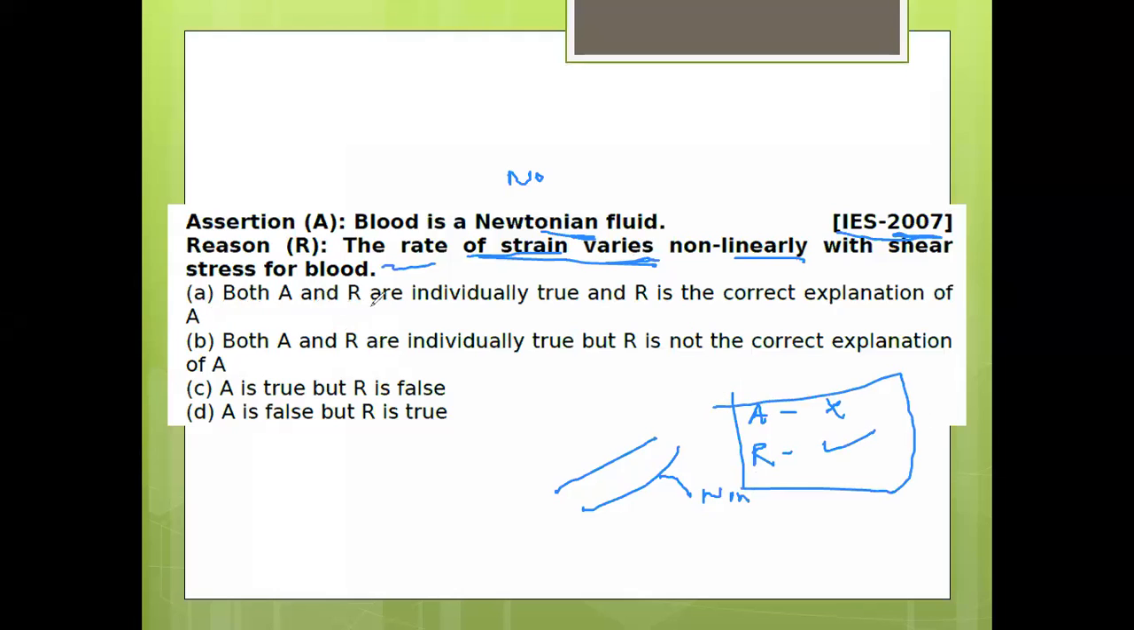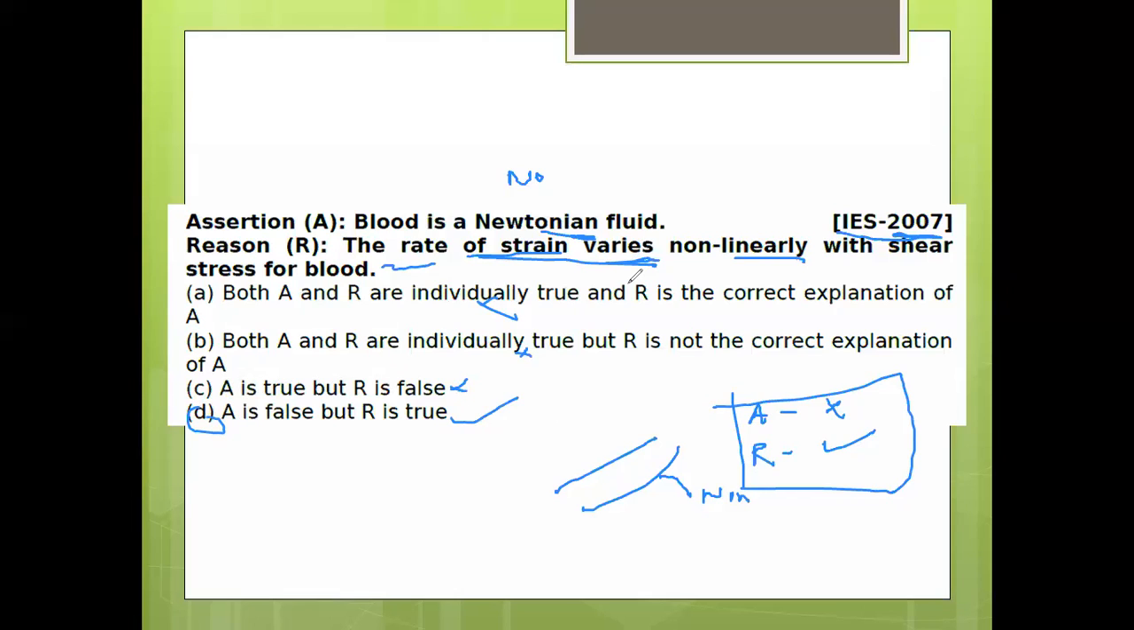Option A, both A and R are individually true. So this is not the correct option. Option B, both A and R individually true. Again, it is not the correct answer. Option C, A is true, but R is false. Again, this is not the true answer. Option D, A is false, but R is true. So according to our conclusion, option D is the correct answer.